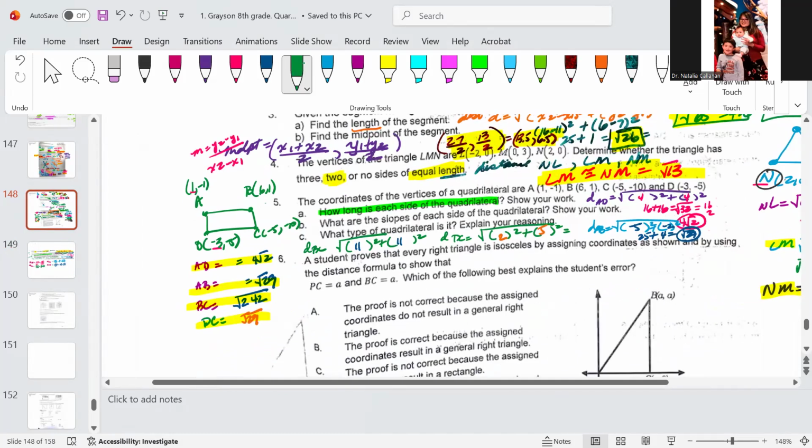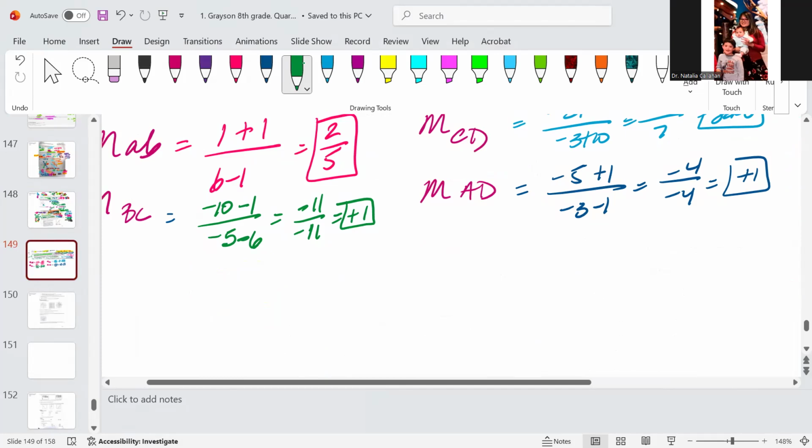AB and DC, right? These two are the same, correct? But those two are different, right? But slope-wise, BC and AD have the same slope. So they're parallel. These two here are parallel. So you could say that BC is parallel to AD, correct?